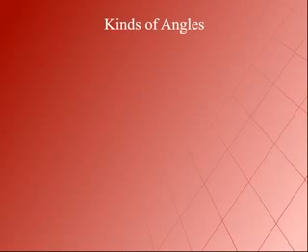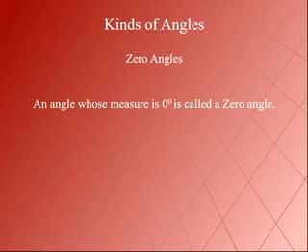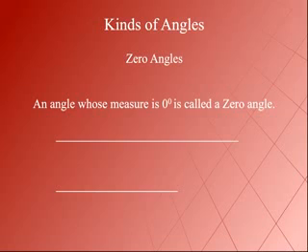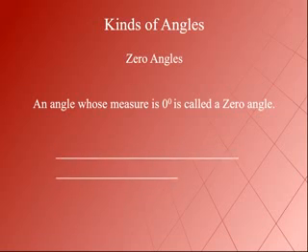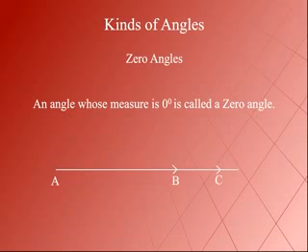Kinds of angles. Zero angle. An angle whose measure is 0 degree is called a zero angle. When two rays or two line segments overlap each other, they form a zero angle at the end points. For example, rays AB and AC having a common initial point A and overlapping each other form a zero angle at A. Angle BAC is equal to 0 degree.